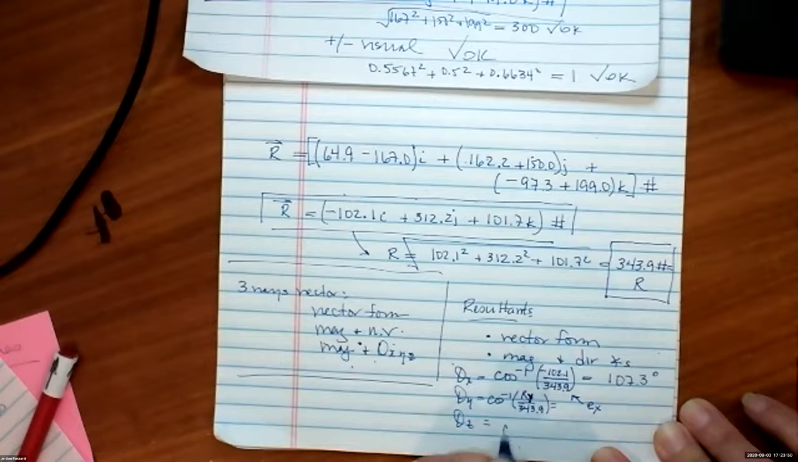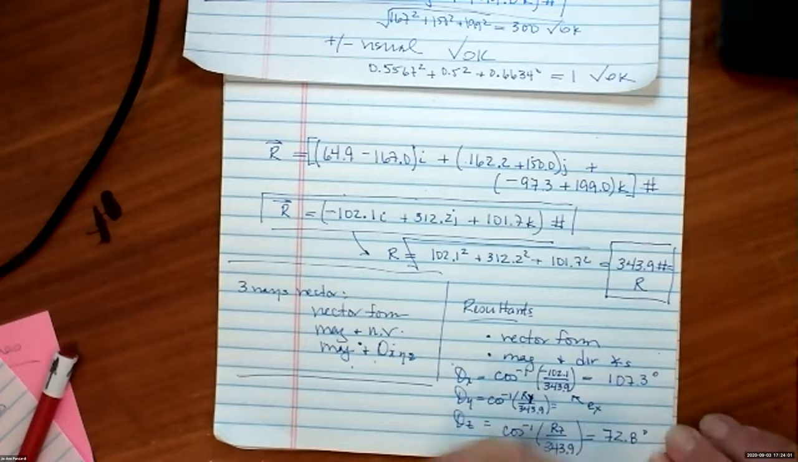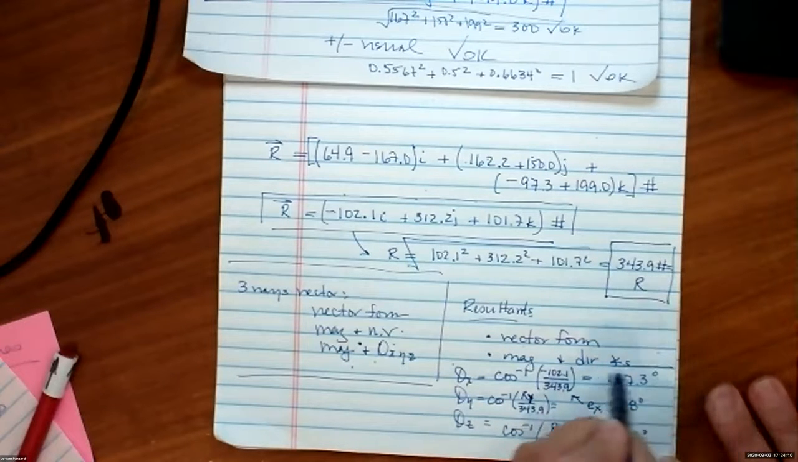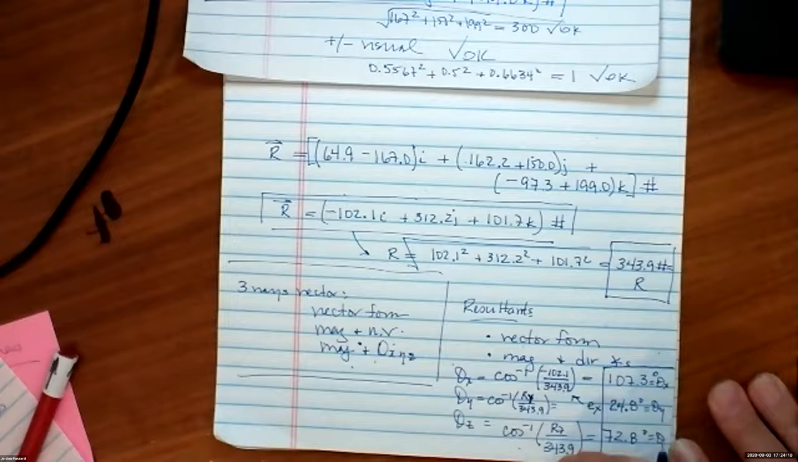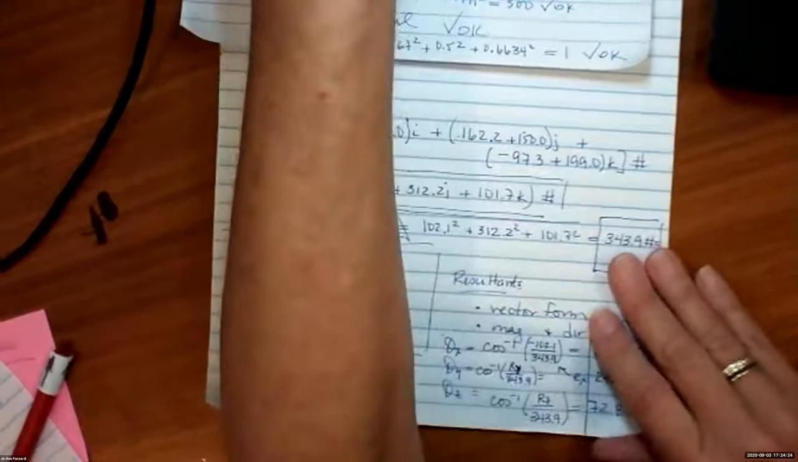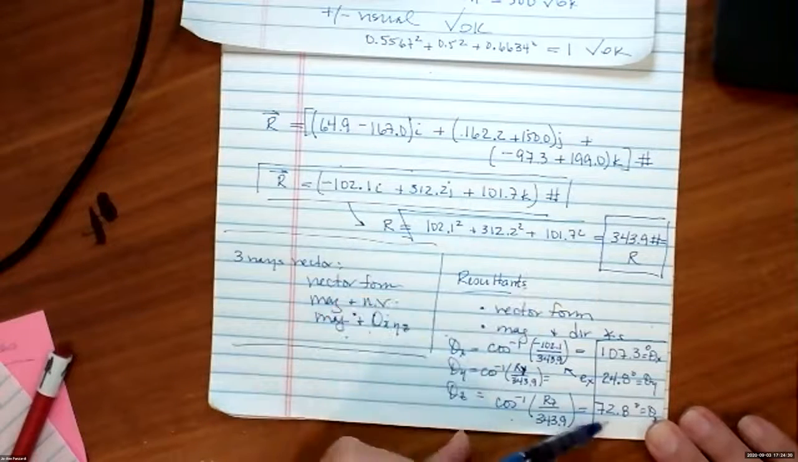Okay, so the next ones, I'm just going to write the inverse cosine of the resultant in the Y over 343.9, and the inverse cosine of the resultant in the Z over 343.9. And theta Z turns out to be 72.8, and theta Y turns out to be 24.8. And again, because I like to box my answers in, and I don't like to box all the work in, I wind up just putting theta X, theta Y, theta Z. I just write it again. So now my boxed in answers show my vector form boxed in and the magnitude and the direction angles.